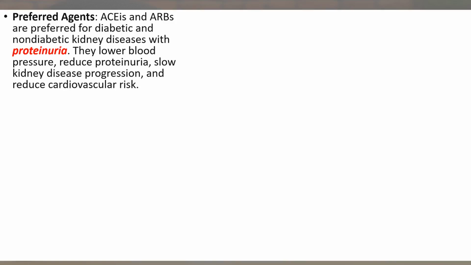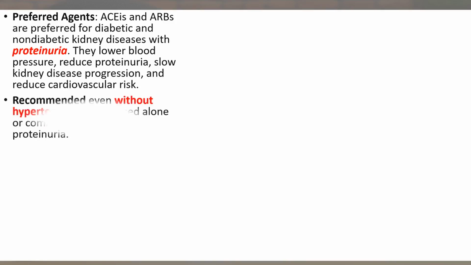They stand as sentinels, lowering blood pressure, diminishing proteinuria, and decelerating the progression of kidney disease. Moreover, they are likely to reduce cardiovascular risk through mechanisms that transcend mere blood pressure control. In the realm of kidney diseases characterized by proteinuria, ACE inhibitors and ARBs are recommended even in the absence of hypertension, a testament to their significance. They can be employed alone or synergistically to curtail proteinuria in patients, irrespective of their hypertensive status.